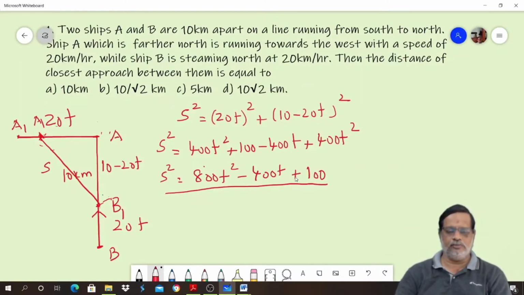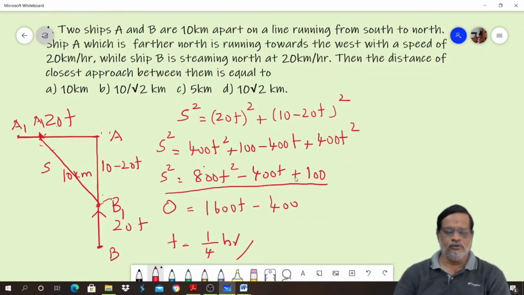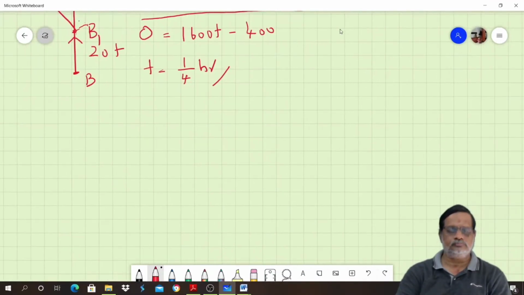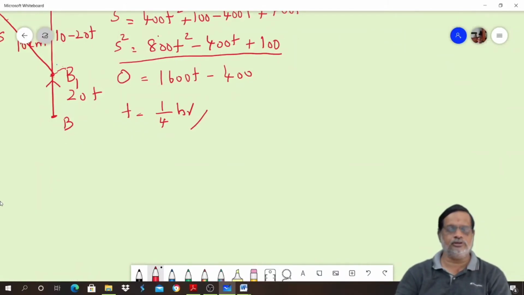So let us differentiate this and put it equal to 0. So 0 equal to 1600 t minus 400. So you get t as 1 by 4 of an hour. That is your t, the value of t when the distance of closest approach is going to be the minimum. Now we substitute that t in the equation for S square and get the value of S.